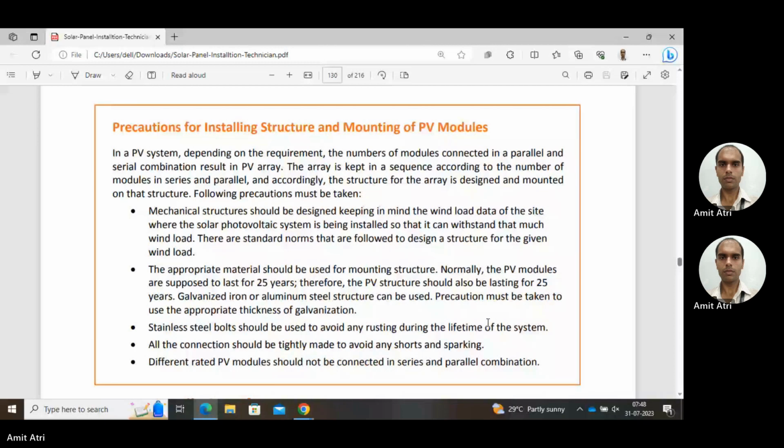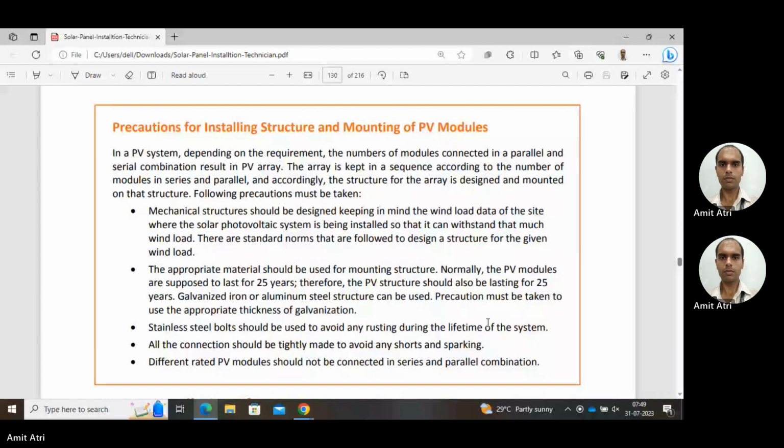Next, the appropriate material should be used for the mounting structure. Why should we select the appropriate material? Because there are unfavorable environmental conditions. Rain is there, water is there, so that could cause corrosion. To prevent that corrosion, we should use a material which does not rust, like galvanized iron, aluminum, steel. This has to last because our system is expected to work for 25 years, so we have to select a material that will also last for 25 years.